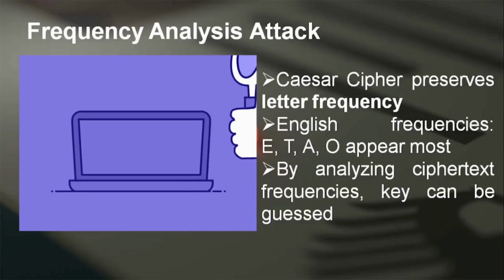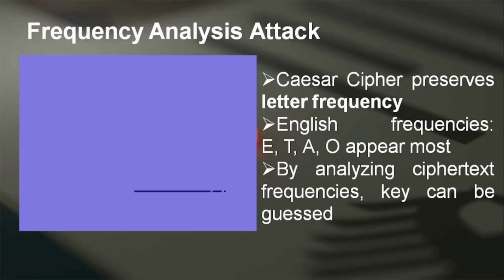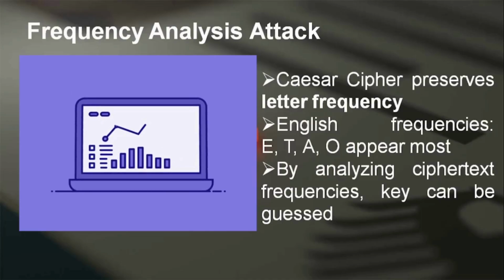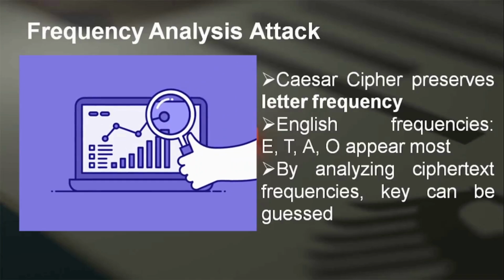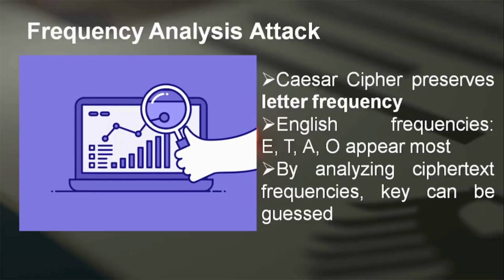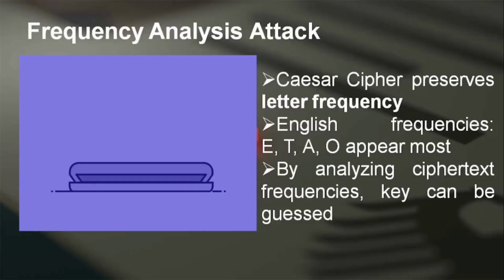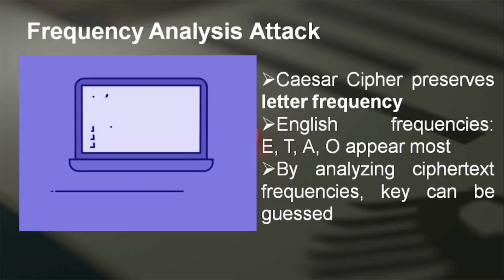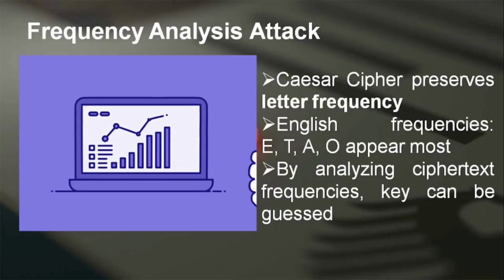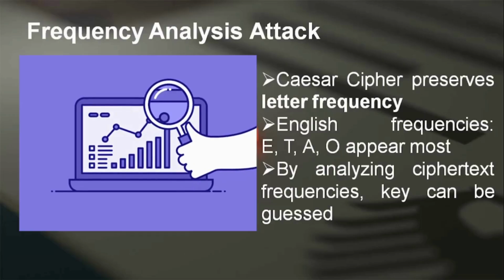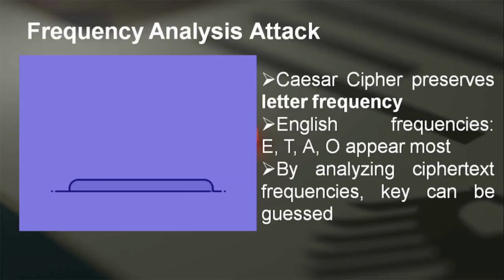Another major weakness is frequency analysis. The Caesar cipher preserves letter frequency. In English, the most frequent letters are, for example, E, T, A, N, O. So if we analyze the cipher text and find the most frequent letter, we can guess the shift key. For example, if the most common cipher text letter is H, and we assume it represents E, then the shift equals H minus E, which equals 3. This makes the cipher text very easy to break.